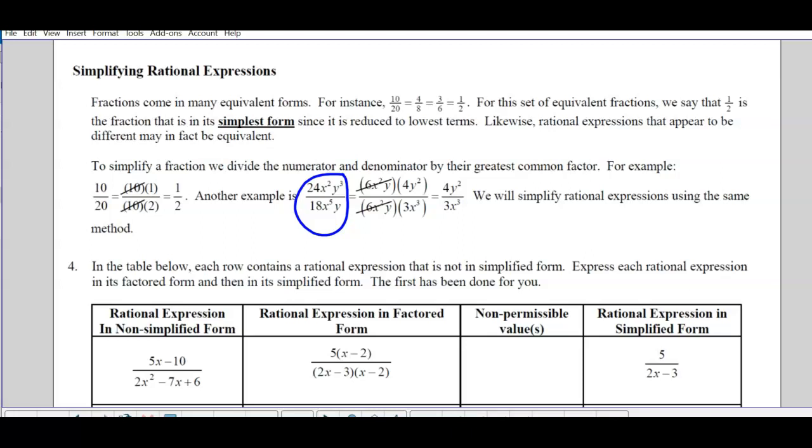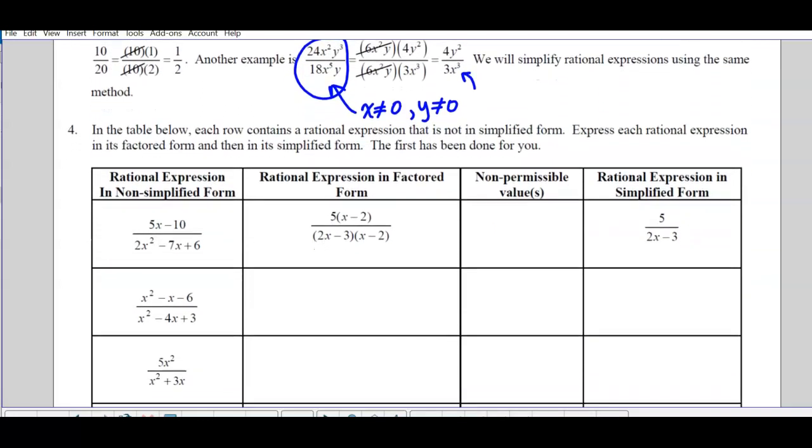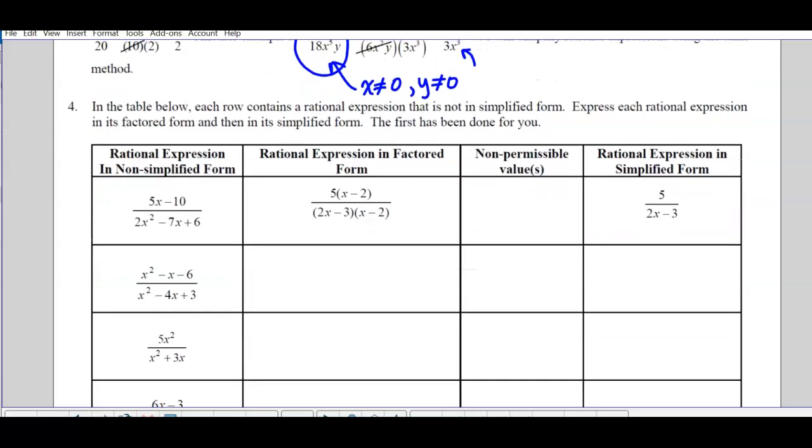Okay, in terms of non-permissible values, we look back to the beginning. So our restrictions are x cannot equal 0 and y cannot equal 0. Here we don't see a y. That's why we always have to go to the beginning, because you might be asked to substitute values in for x and y, and it has to work no matter what form the rational expression is in, whether it's in simplest form or not.